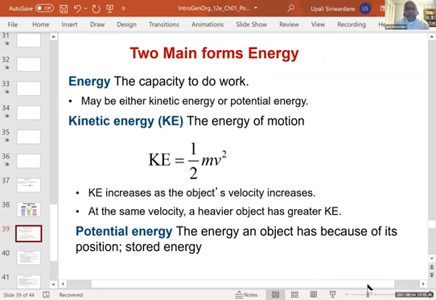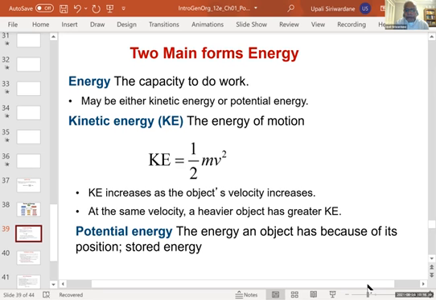As we described in the previous slide, two main forms of energy are kinetic energy and potential energy. Energy is defined as the capacity to do work. Kinetic energy increases as an object's velocity increases. It's given by half mass times velocity squared, half mv squared. Potential energy is what an object has because of its position, stored energy.